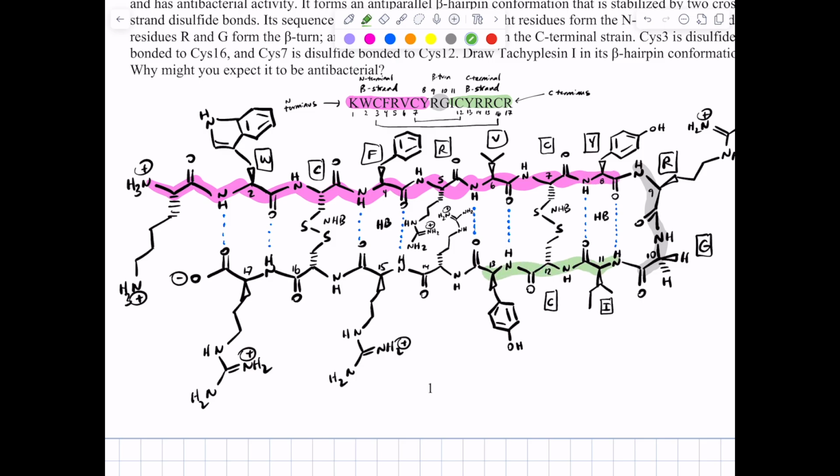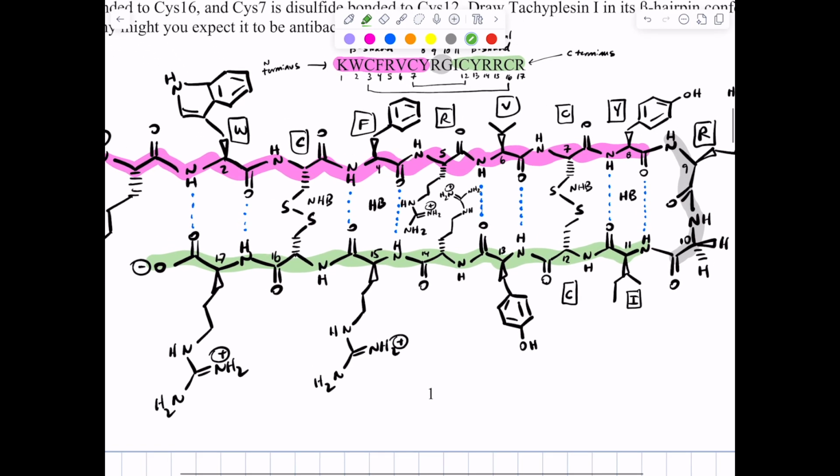Here is the C-terminal beta strand. Again, you see alternating hydrogen-bound and non-hydrogen-bound pairs. You see that at non-hydrogen-bound pairs, the side chains are pointing to each other, so that's a convenient location for disulfides.